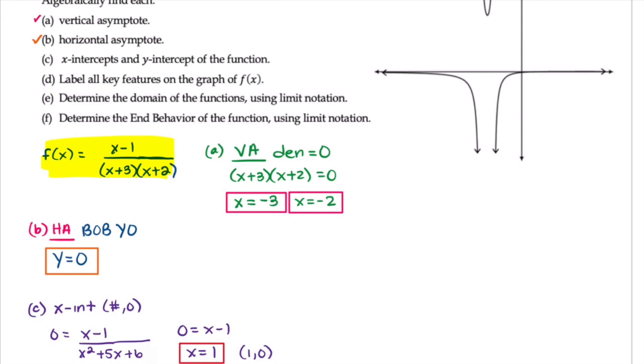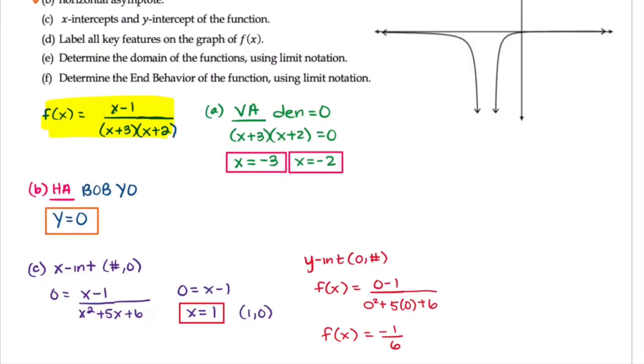The y-intercept. We find the y-intercept by having 0 be replaced for x's. So I'm going to look at, again, the original function, plug in 0 for x's, and solve for our y. And we get the y-intercept to be -1/6, or as a point (0, -1/6).